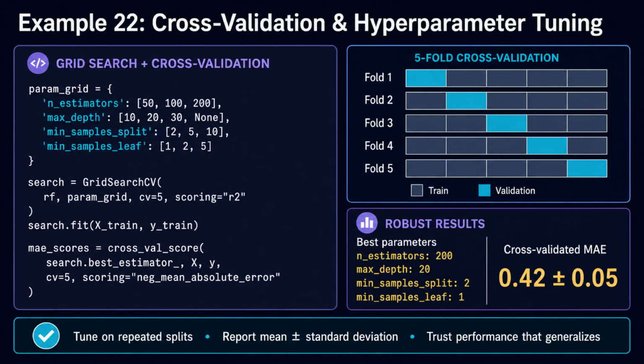Example 22 performs cross-validation and hyperparameter tuning. Define a grid over the number of trees, max depth, min samples split, and min samples leaf, then run GridSearchCV with 5 folds scoring on R² to find the best combination. Refit with those settings and use the cross-validation scoring helper again to report mean absolute error as a mean plus or minus a standard deviation across folds. If test performance is much lower than cross-validation, you may have data leakage or distribution shift issues.